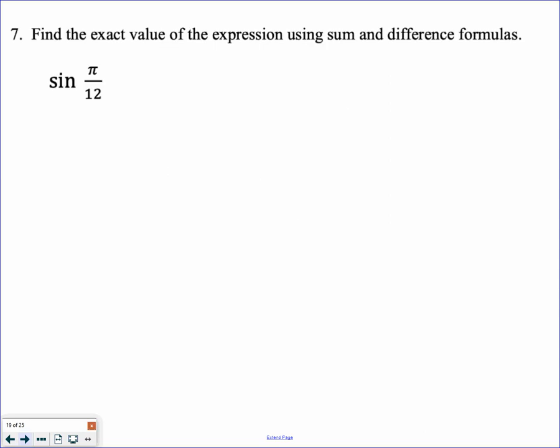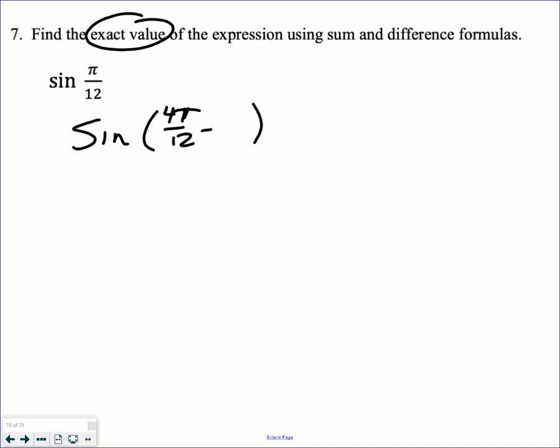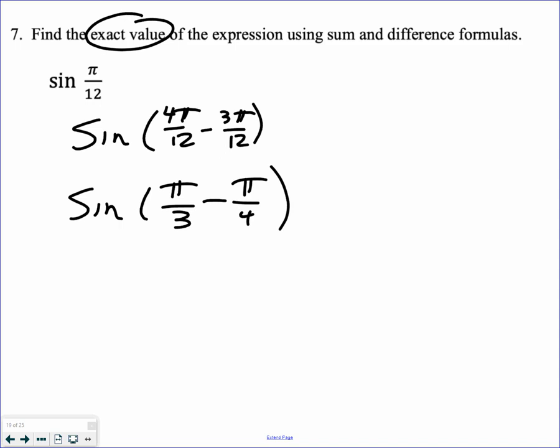All right, sum and difference angles. Remember, when you get a 12th and you're trying to find the exact value of a 12th, then you need to split the 12th into two things that you know, okay? 1/12 is equivalent to 4/12 minus 3/12, which can be reduced into pi over 3 minus pi over 4.